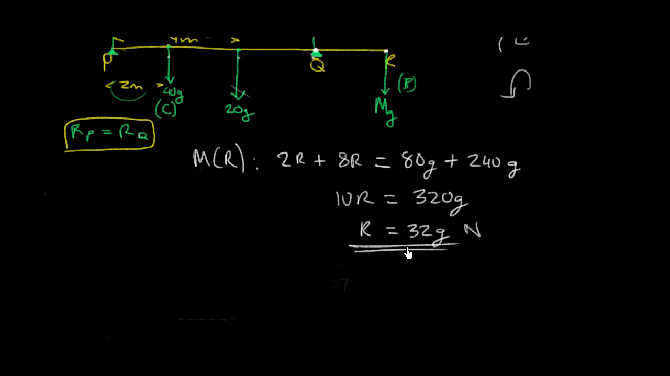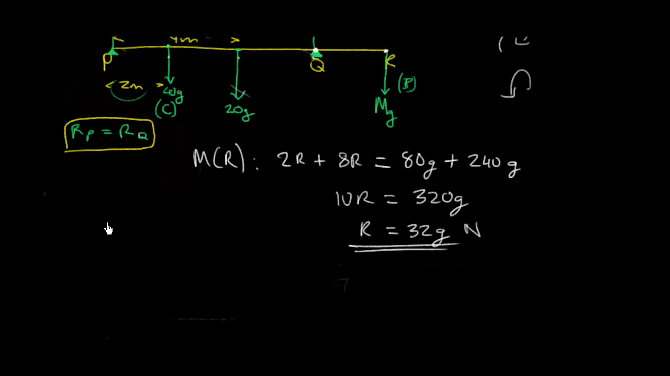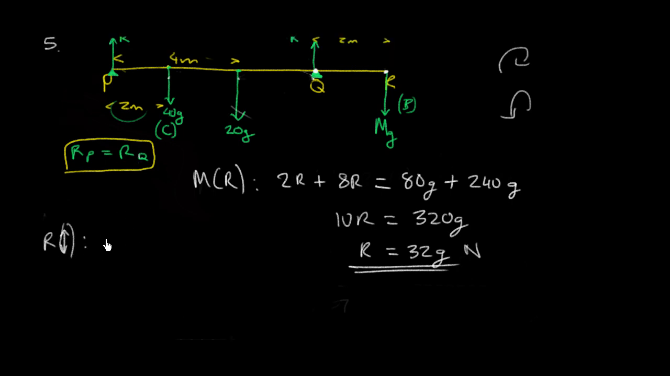And now if we want to solve the next part of the question, which says find the value of m, we just need to resolve vertically or choose different moments, but I tend to want to resolve vertically, it tends to be quicker. So what does that mean? Well, all the forces down equal all the forces up.